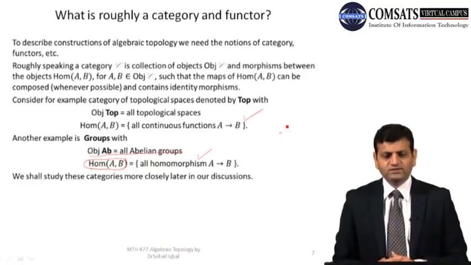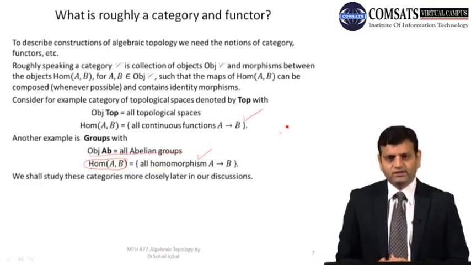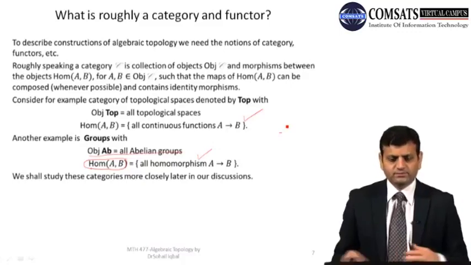So once again, this is a rough definition of a category. The precise definition is coming in a few slides, but roughly speaking it's a collection of three components: I should have objects, I should have morphisms, and I should have a rule for how to define composition.